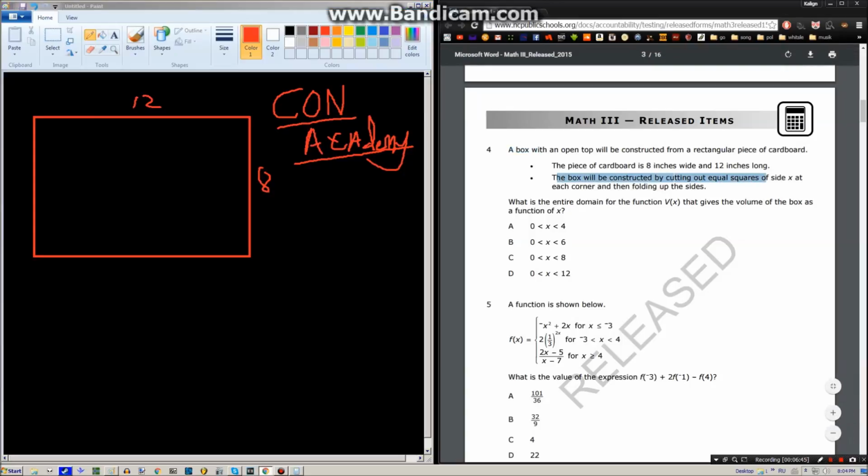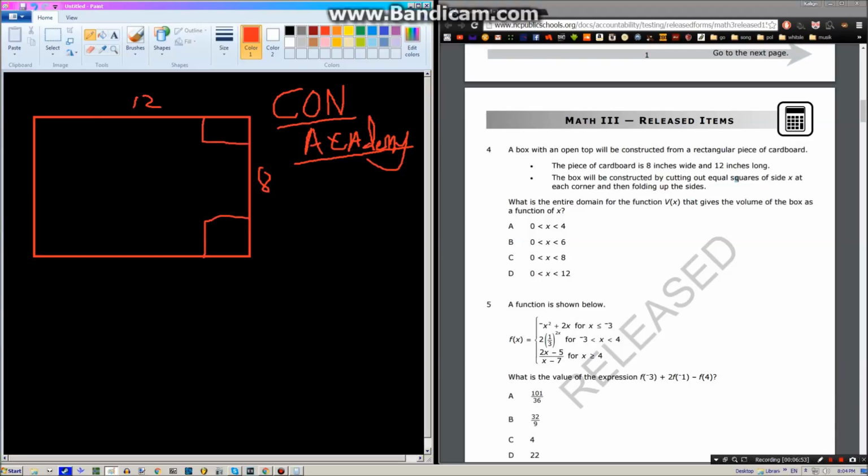Here's the thing. It will be constructed by cutting out equal squares of side x at each corner. So each corner, we're gonna have equal squares, and it doesn't even matter how these squares appear aesthetically. It matters with the numbers. So these are the corners. Now, these corners need to be less than 4, because if these are both 4, we get 8.